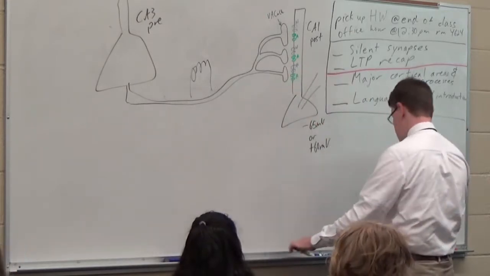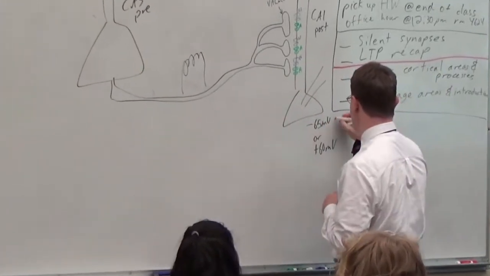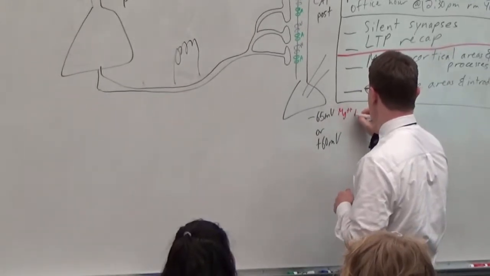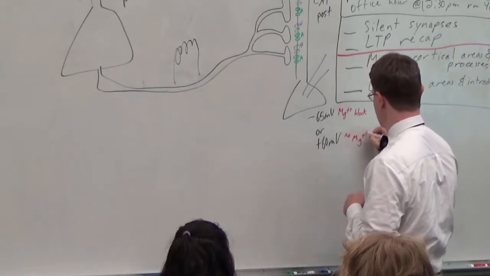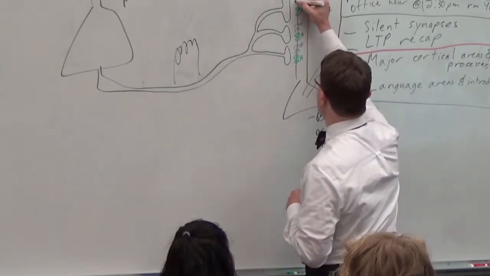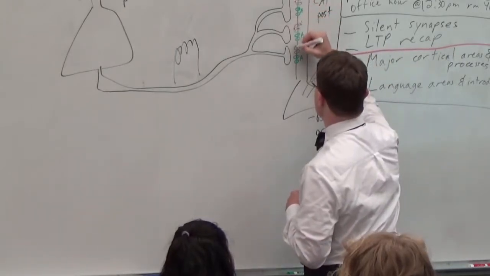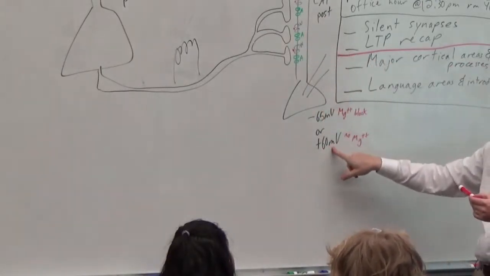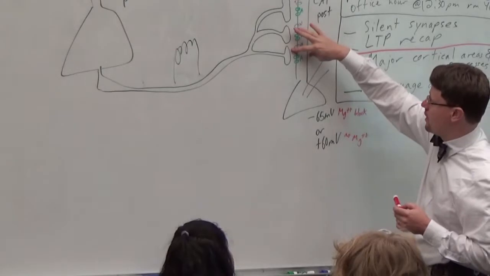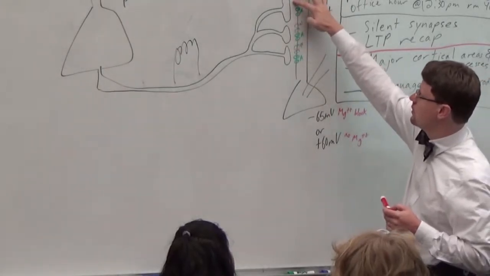So at minus 65 millivolts, we've got a magnesium block over here. So at minus 65, all of these NMDA receptors are blocked. Then we switch to plus 60, and those magnesium ions all fly away.